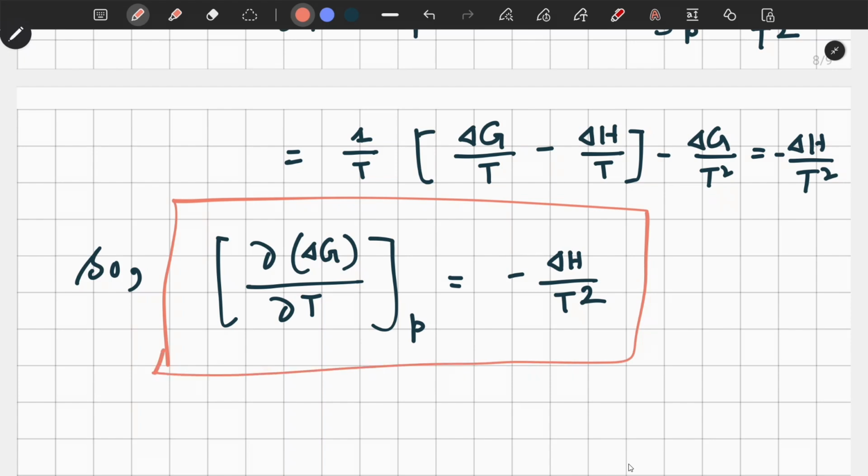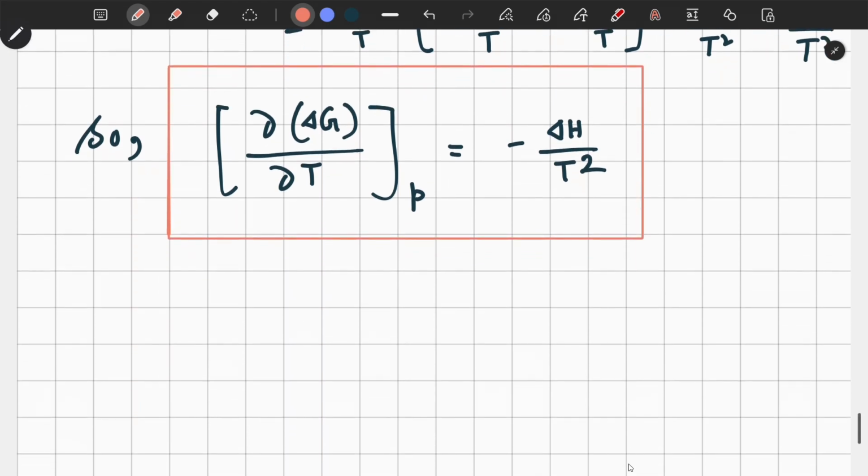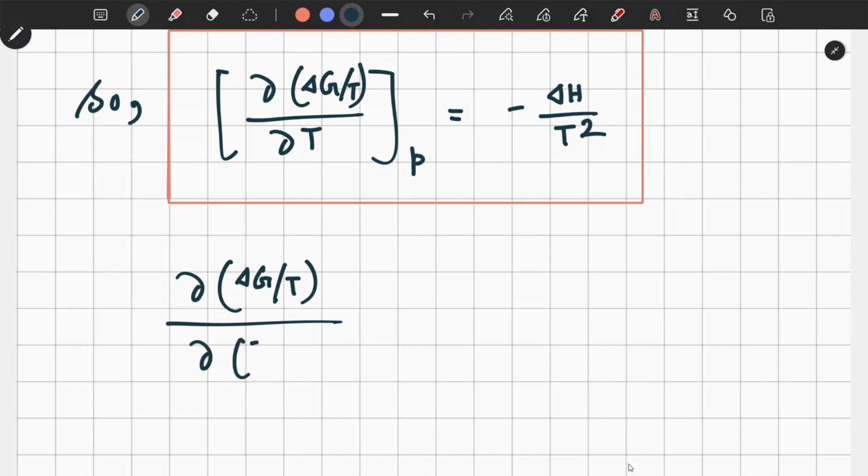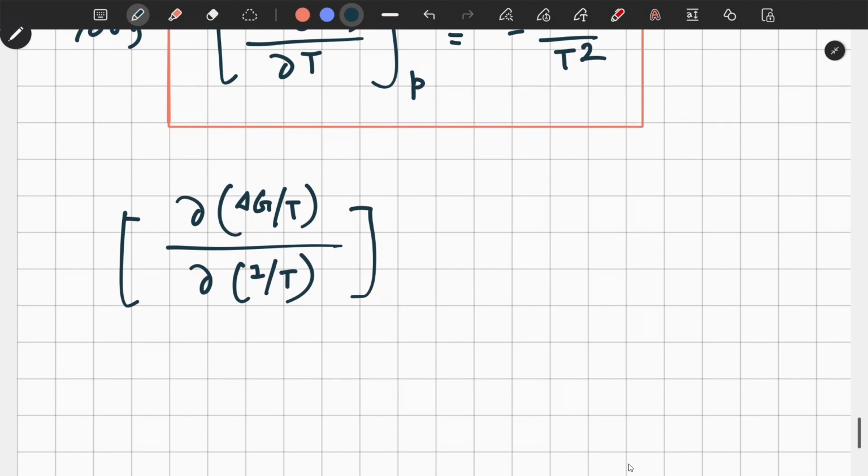This is another form of the Gibbs-Helmholtz equation. You can write it, or there is another form that you can also do. So if you want to calculate it, how can you calculate it?